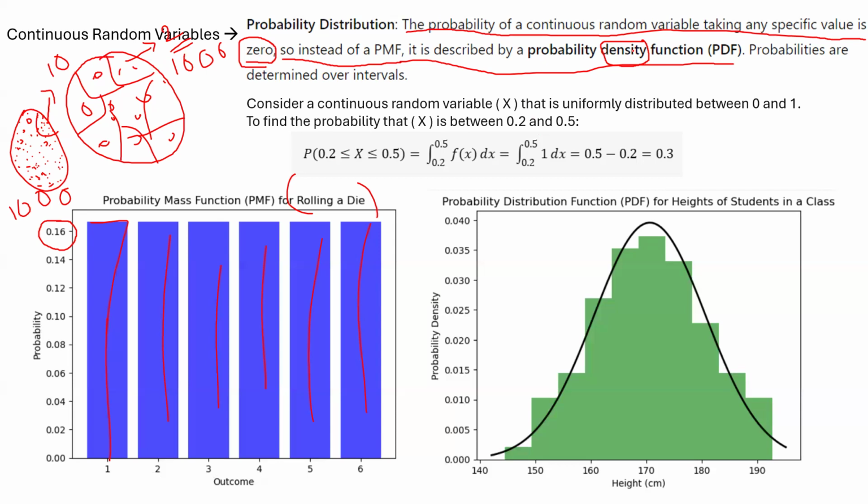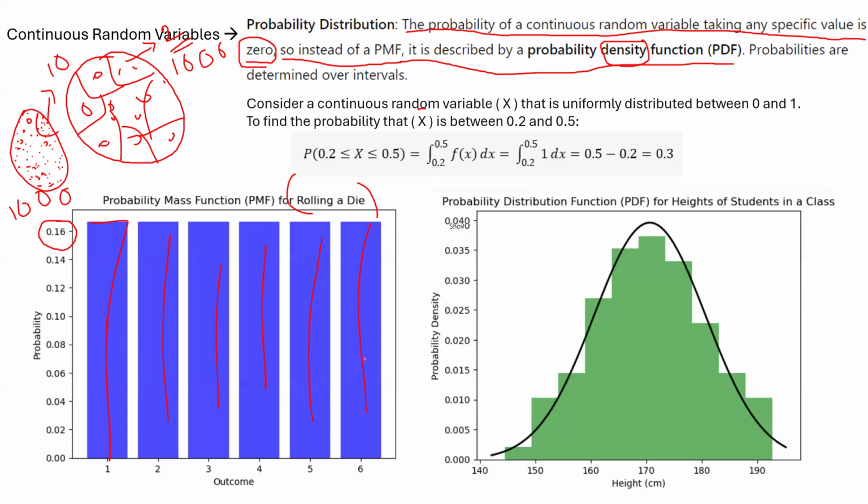So have you understood density? The probability density function is basically the probability of a random variable taking a range of values. Consider a continuous random variable x that is uniformly distributed between 0 and 1. The probability of the random variable x being between 0.2 and 0.5 is what the probability density function means. The probability density function always calculates the probability in a range, not for a single value.